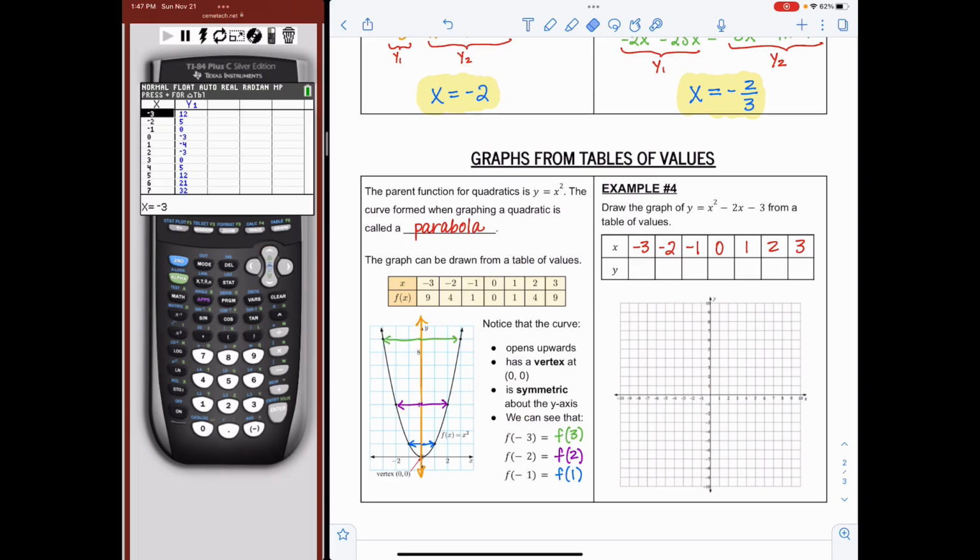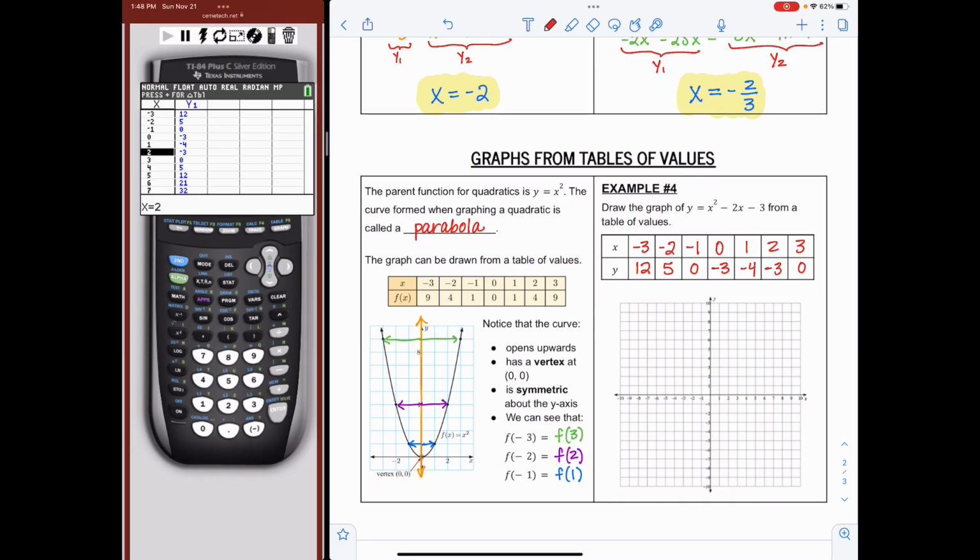So when I look here, I see that when x is negative 3, the y value is 12. When x is negative 2, the y value is 5. When x is equal to negative 1, the y value is 0. When x is equal to 0, the y value is negative 3. When x is equal to 1, the y value is negative 4. When x is equal to 2, the y value is negative 3. And when x is equal to 3, the y value is 0.